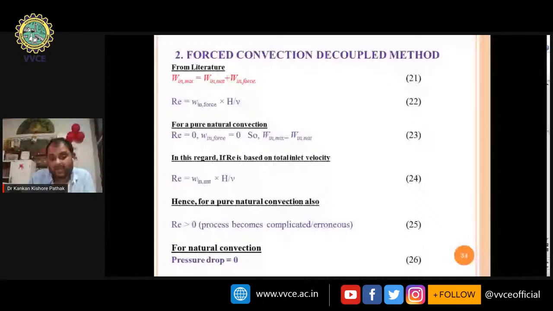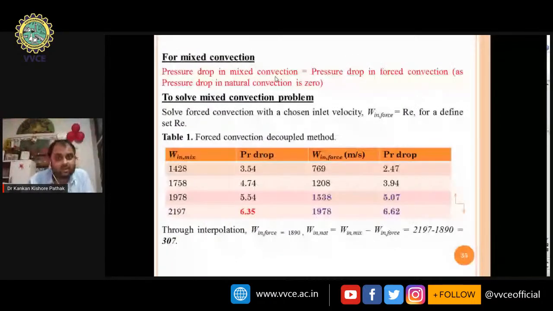So we can go for the pressure drop. We can check the pressure drop in the mixed convection and the force convection, because the pressure drop in natural convection is always 0. So for a mixed convection problem, the pressure drop in the mixed convection is always equal to the pressure drop in the force convection, as the pressure drop in natural convection is 0. So that means for a particular mixed convection problem, there are two pressure drops, and those pressure drops will be equal. One is related with the mixed convection, another is related with the force convection. So to solve the mixed convection problem, for a chosen inlet velocity, W in force equals Reynolds number for a defined set of Reynolds numbers.